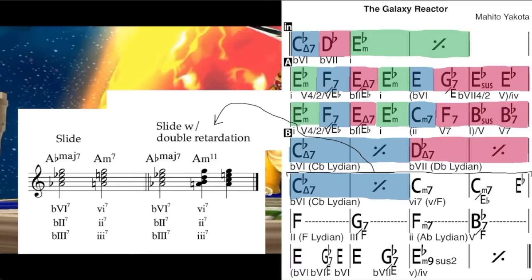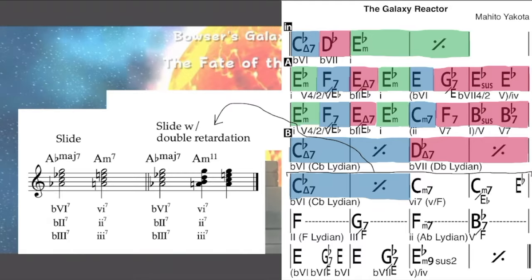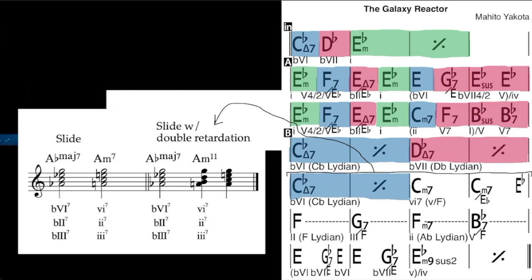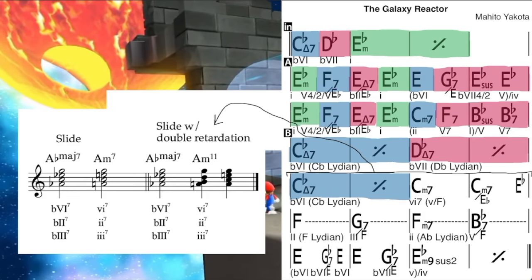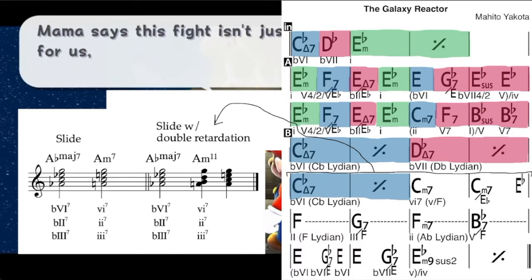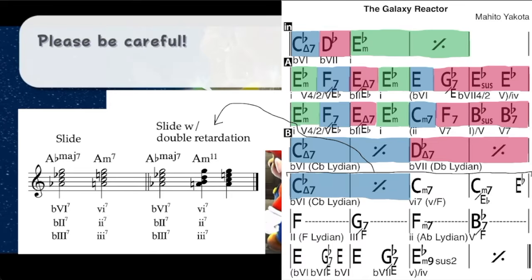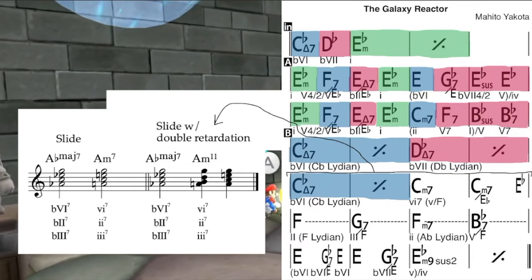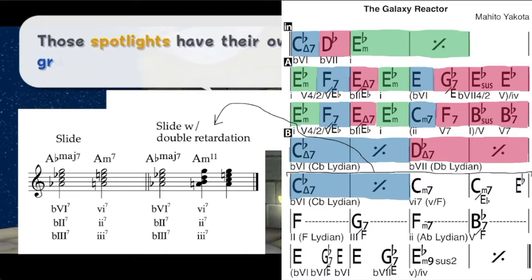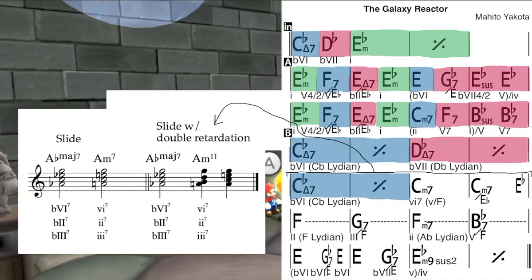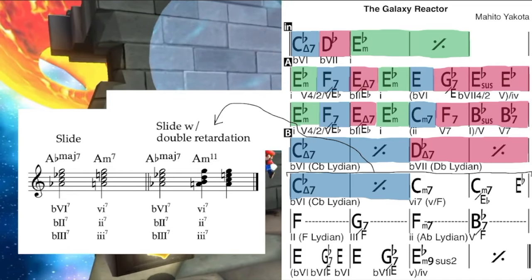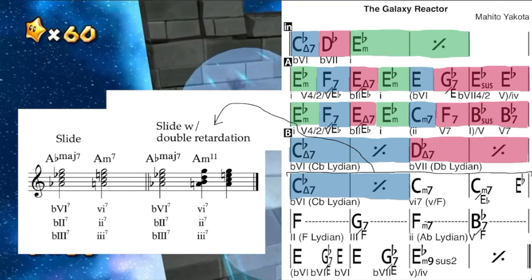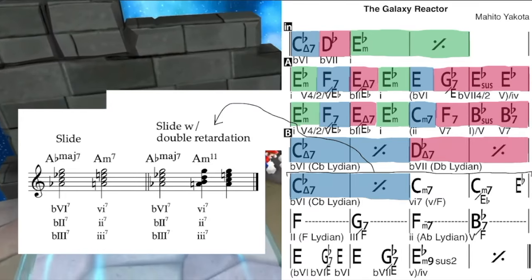So what is a slide? A slide is a really, really new term to music theory. It comes from Neo-Riemannian theory, but I'm not going to talk about it like a Neo-Riemannian theorist. I'm going to talk about it like someone who likes Japanese music. So in Japanese music, the most common usage of the slide is with this double retardation. I know, not a very good term, but it's called a double retardation.